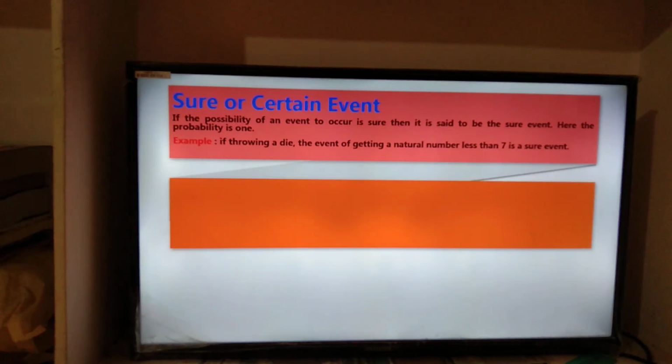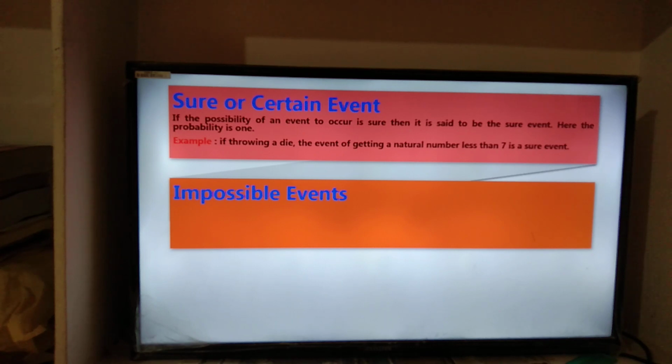Now, what do you mean by sure event? Also we call it a certain event. If the possibility of an event to occur is sure, then it is said to be a sure event. Here the probability is 1. Example, if we throw a dice, the event of getting a natural number less than 7, obviously 1, 2, 3, 4, 5, 6 are less than 7 only. That is called a sure event.